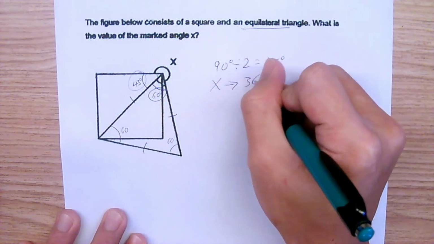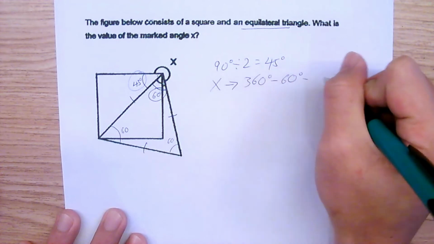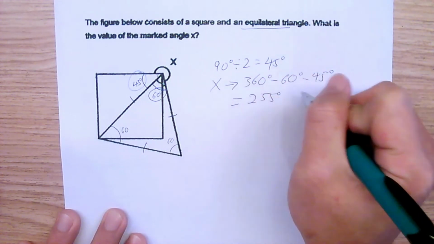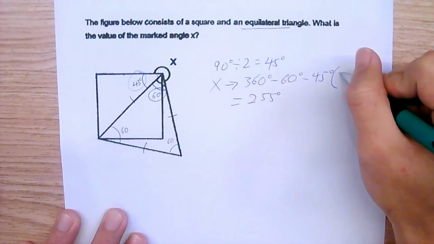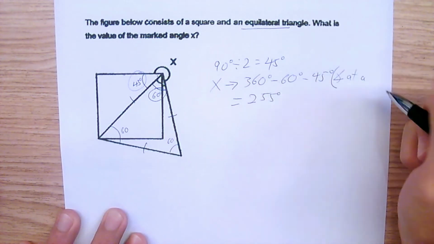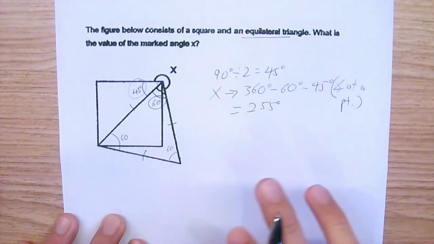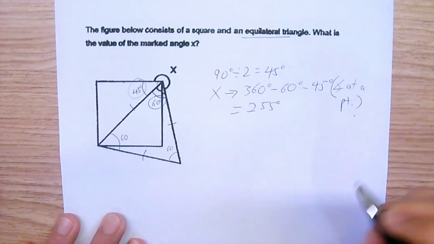Therefore, x is 360 minus 60 minus 45, and throw that inside a calculator, you're going to get 255 degrees. And the reasoning you're going to use is angle at a point, because angle at a point gives 360 degrees. So remember, do not forget the reasoning as well. Alright, done.